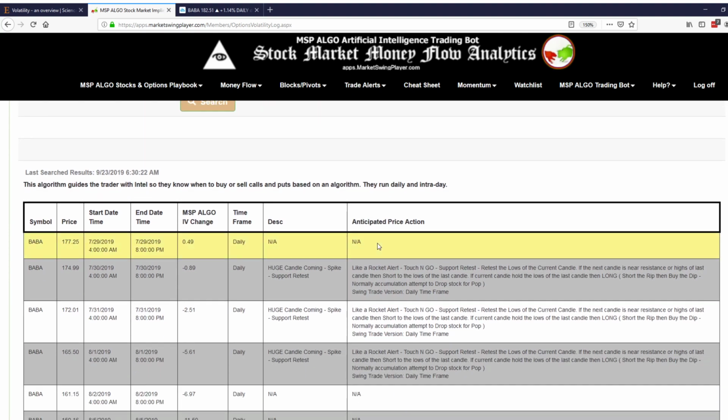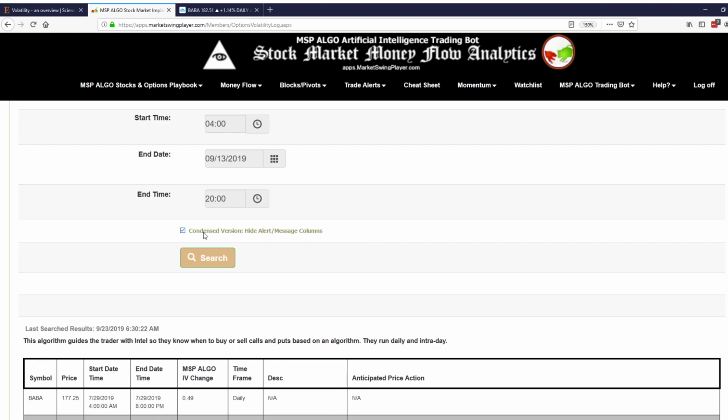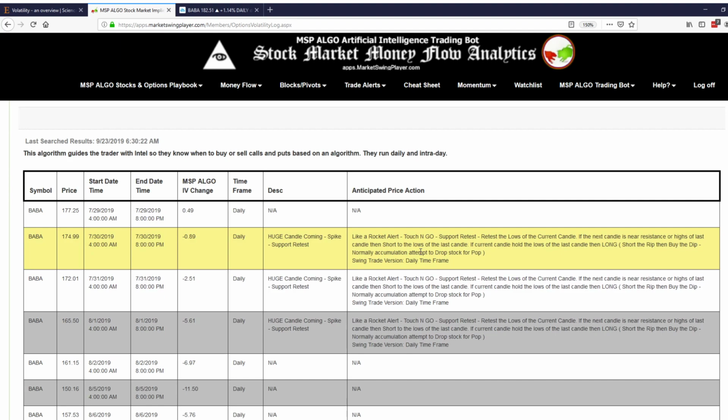So as a trader, you could go to the condensed version by clicking on the condensed version to hide the generic information, because we just want to be able to trade it and know exactly what we need to do when MSP Algo, IV gauge, says that there is some volatility. So it's going to try to predict what it is. So we see this alert, so it was triggered after the market closed. So the market has to close, so that daily candle was created, and we're analyzing the internals.